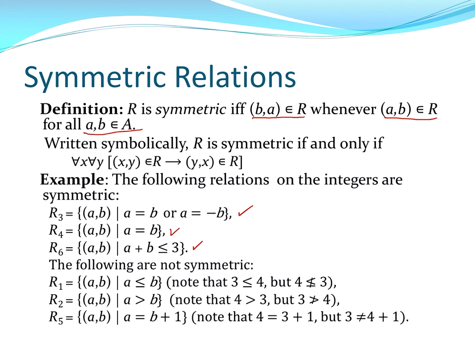The other relations are not symmetric, and we'll look at their counterexamples. For relation 1, note that 3 is less than or equal to 4, but 4 is not less than or equal to 3, so it is not symmetric. Similarly, for relation 2, 4 is greater than 3, but 3 is not greater than 4, so it is not symmetric. And for 5, 4 is equal to 3 plus 1, but 3 is not equal to 4 plus 1, so it is not symmetric.